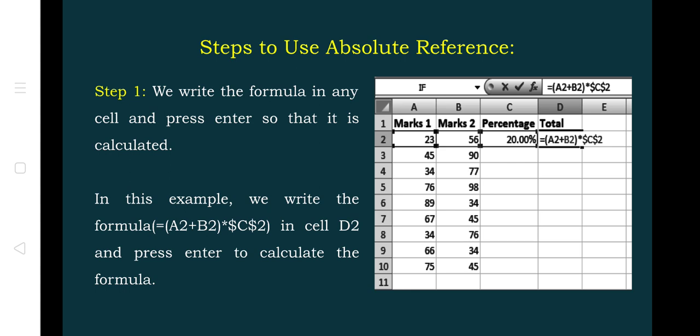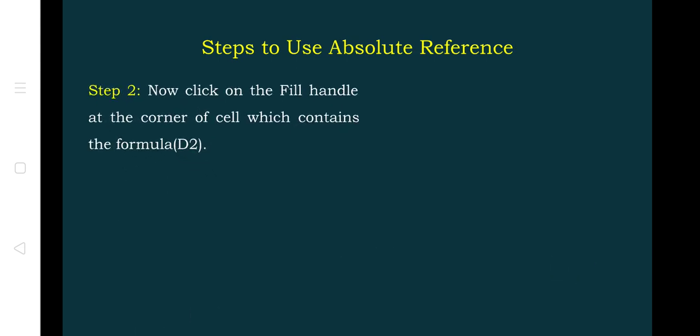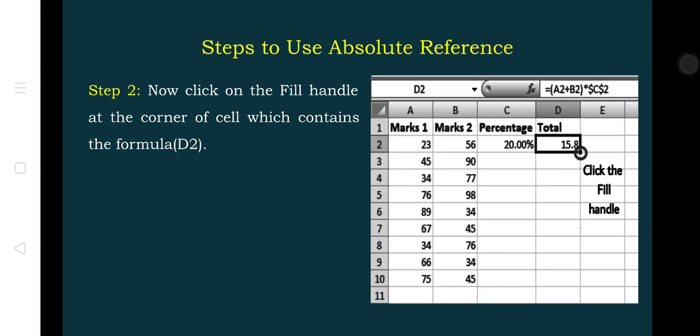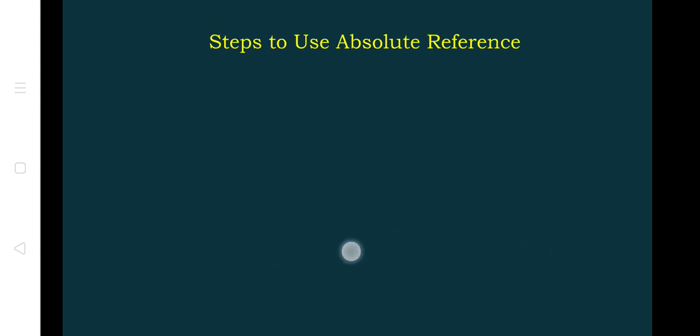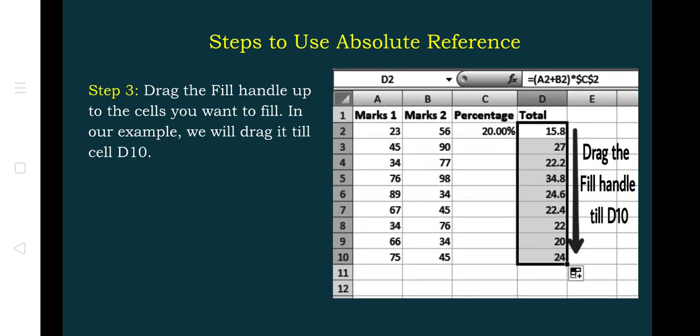Now, as we have done earlier, we click the fill handle and drag it down till D10. Let us see how it is happening. Step 2, click on the fill handle at the corner of the cell which contains the formula D2. As we have seen in the previous slides, the fill handle appears, you click on it, and now you see how the formula changes. Drag and fill the handle up to the cells you want to fill. In our example, we will drag it till D10. Now you see what is happening here.